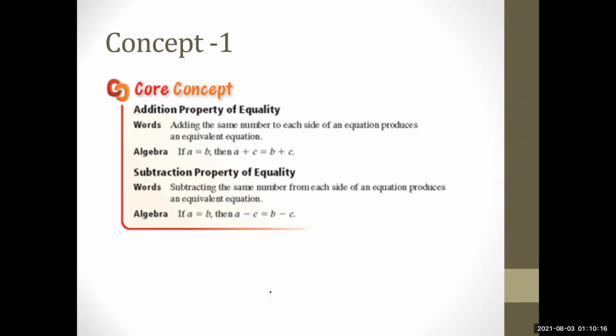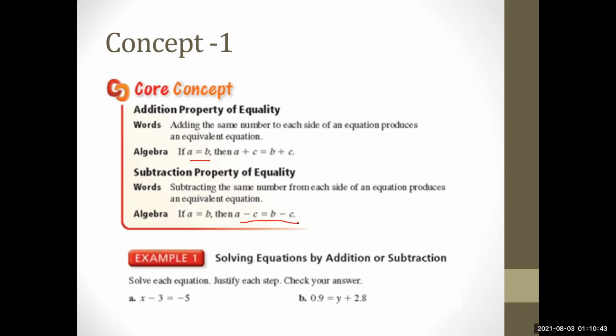Addition property of equality. It means that if a equals b in an equation, then adding the same constant on both sides, the left and the right side of the equation, will still give you an equivalent equation. The same goes for subtraction. If a equals b, then subtracting the same value of a constant on both sides of the equation will yield an equivalent equation.